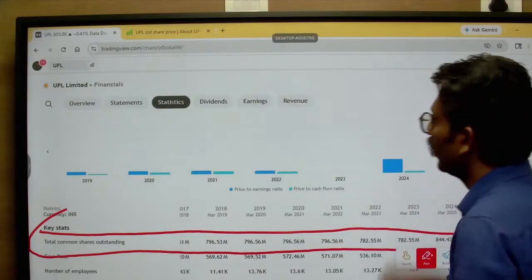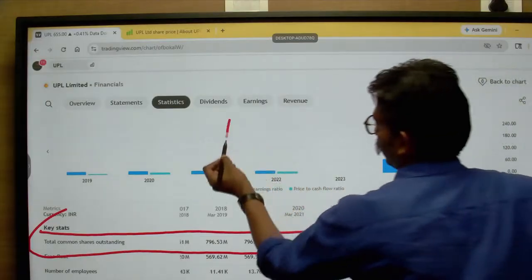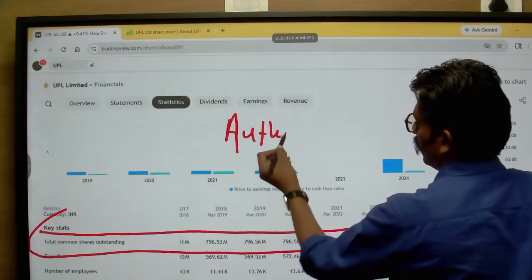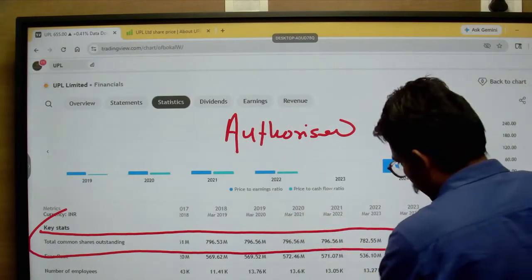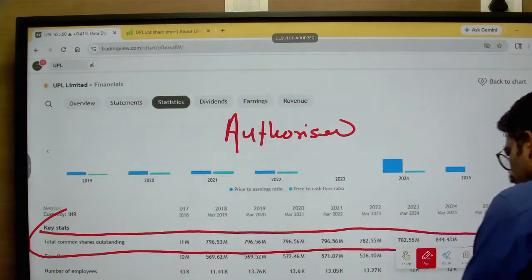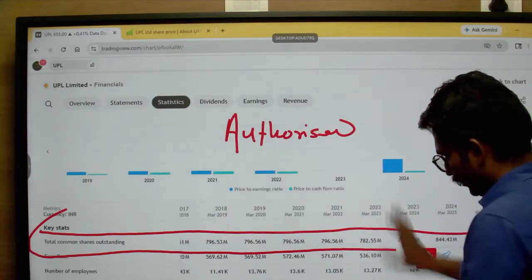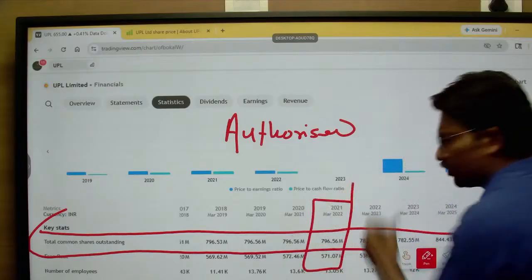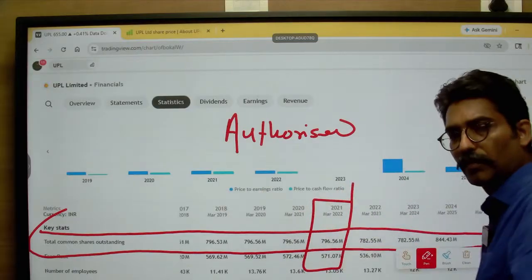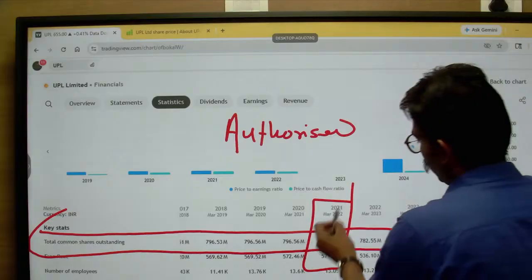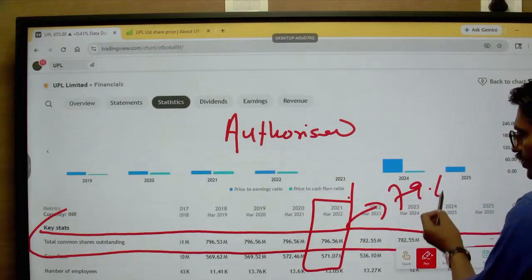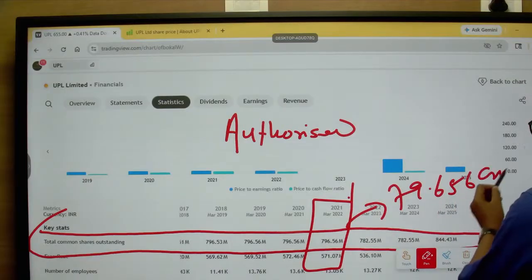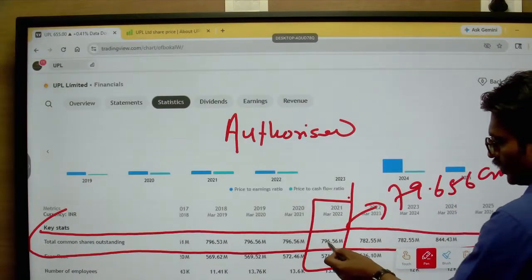Correct? So one is authorized. How many shares can you issue? What is this number? This is 79.6 and it changes here. This is 796. Say for example, I am talking about this piece of data. Easier to read because the camera can also see and you can also see. This is 79.656 crore.